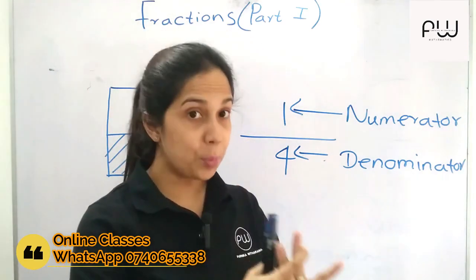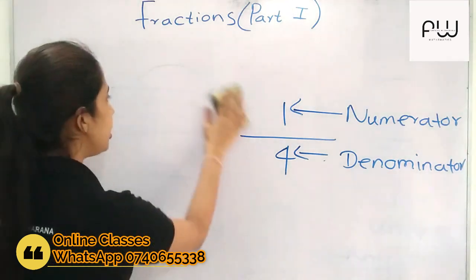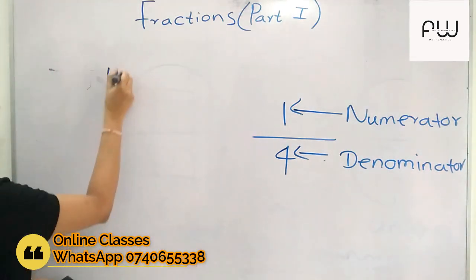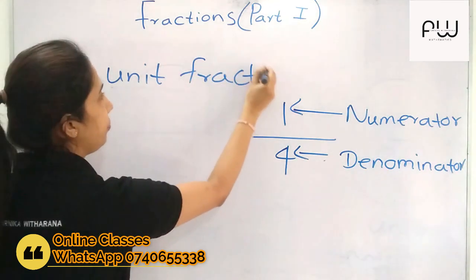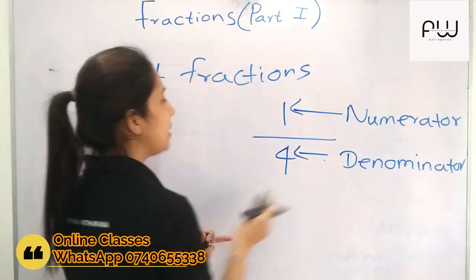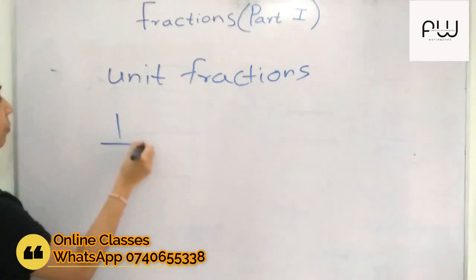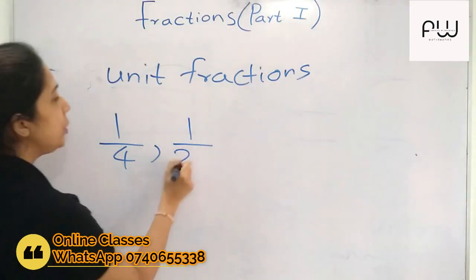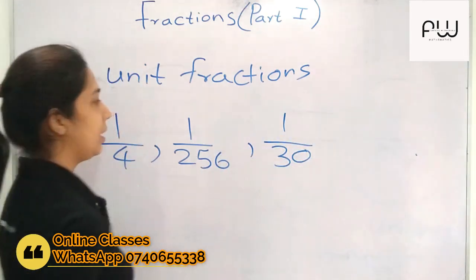Now, I told you we have to learn about unit fractions, proper fractions and improper fractions. Okay, then let's learn about unit fractions. Here I am writing some examples and explaining them to you. Now look at here. 1/4, 1 over 256, 1 over 30.